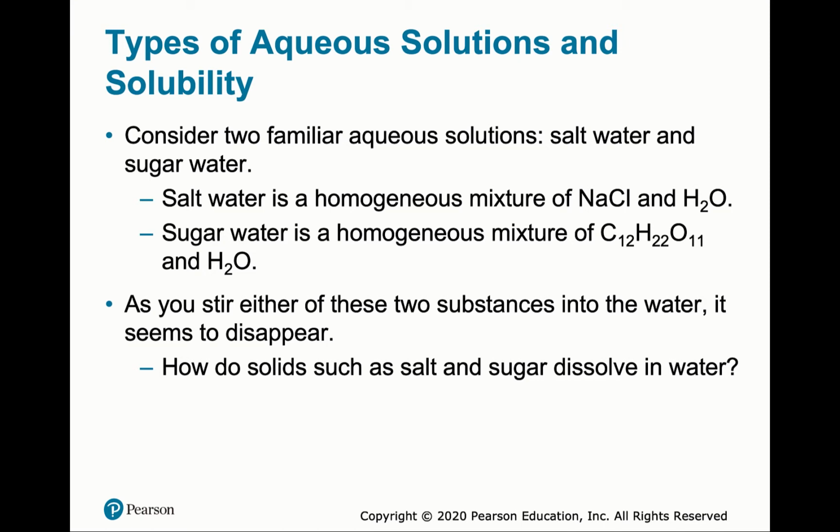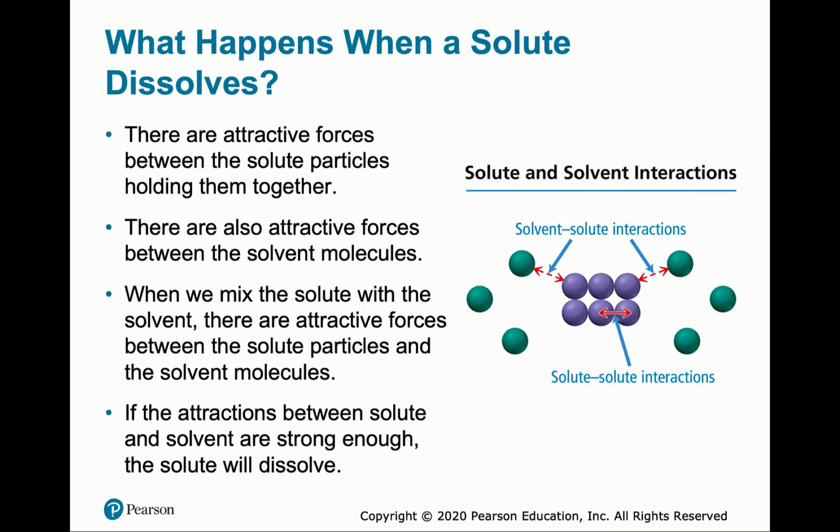So let's talk about the different types of aqueous solutions and their solubility. We're very familiar with salt water and sugar water, and they're both homogeneous mixtures. Sugar water, that's sucrose, the most common sugar, the stuff you buy from the store. There are other sugars, but sucrose is table sugar. And what happens when you throw it in water and it disappears?